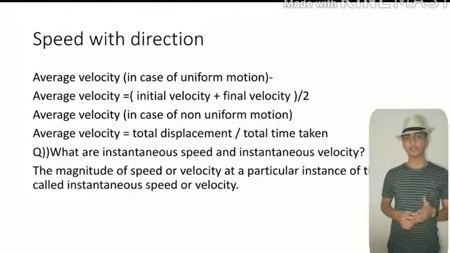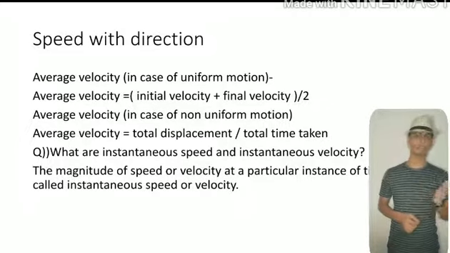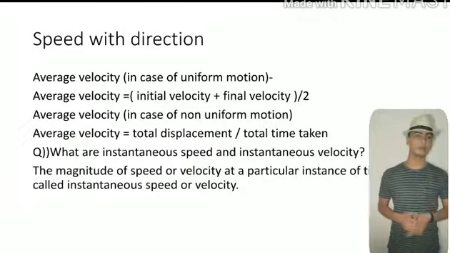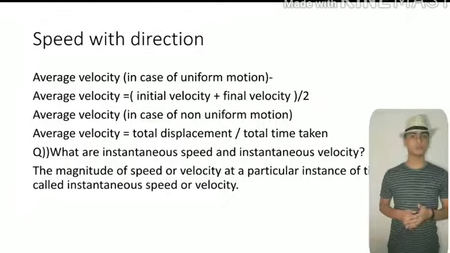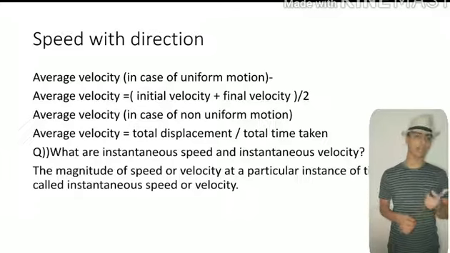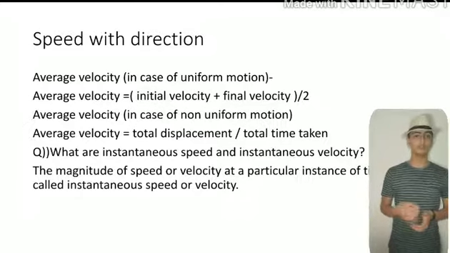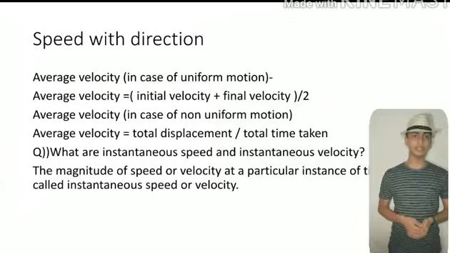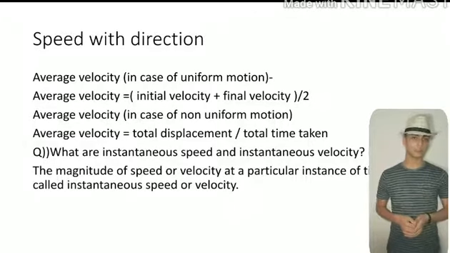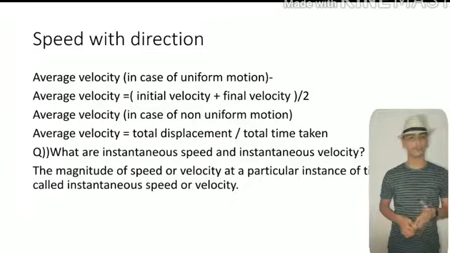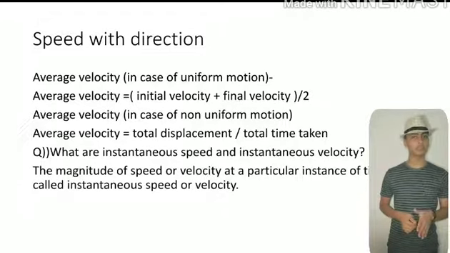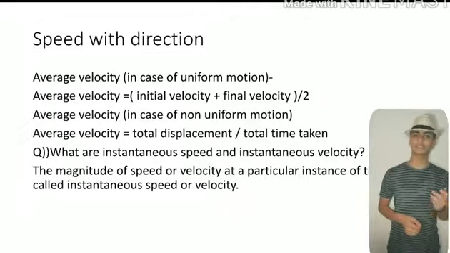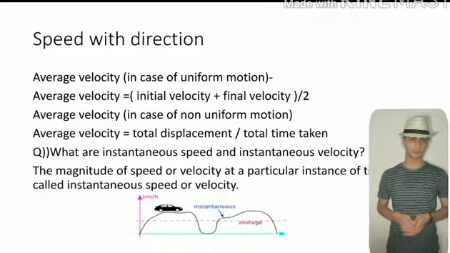In the case of uniform motion, the average velocity is equal to initial velocity plus final velocity, whole divided by 2. Whereas in non-uniform motion, the total displacement divided by the total time taken is called the average velocity. Moving to another question: what are instantaneous speed and instantaneous velocity? The magnitude of the speed or velocity at a particular instant of time is called instantaneous speed or velocity.